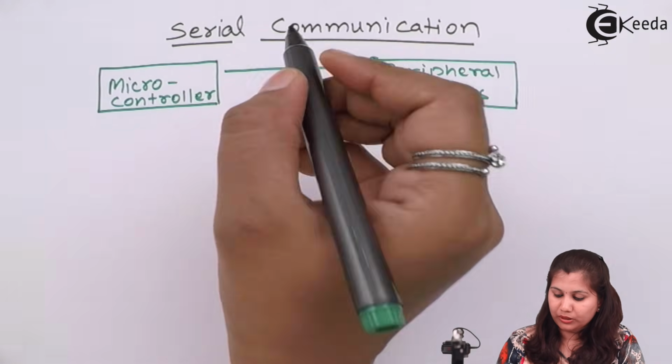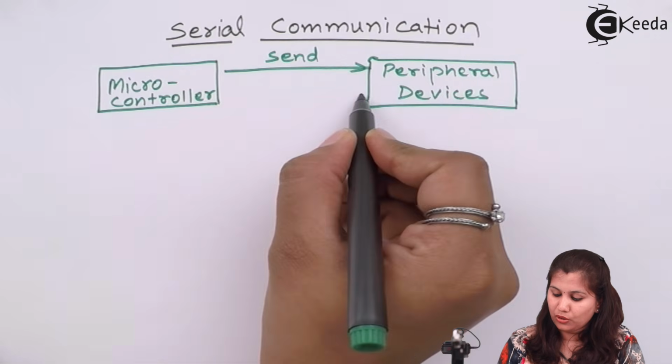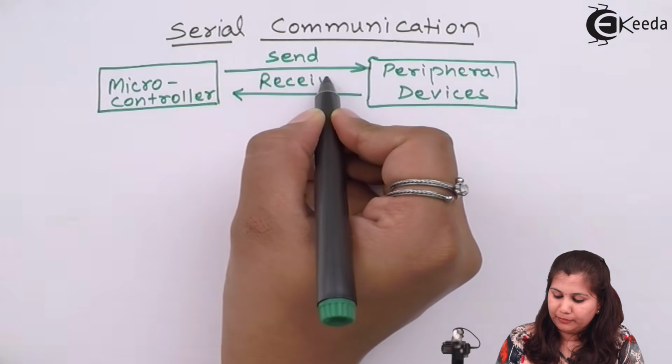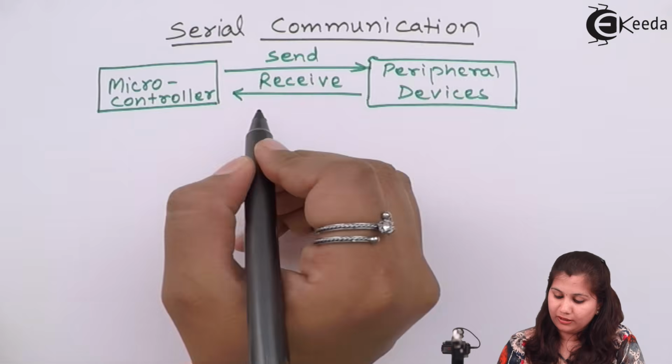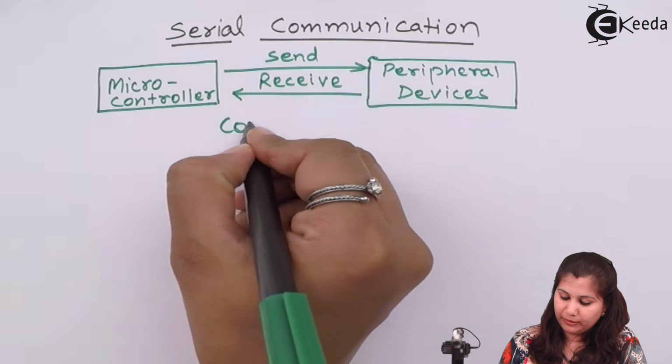So the microcontroller can send data to the peripheral devices and it can also receive data from the peripheral devices. And this sending and receiving, or we can say this transmission of data, is called communication.